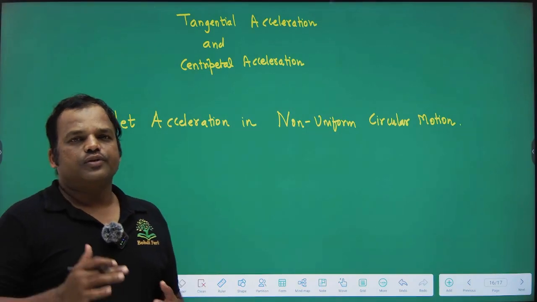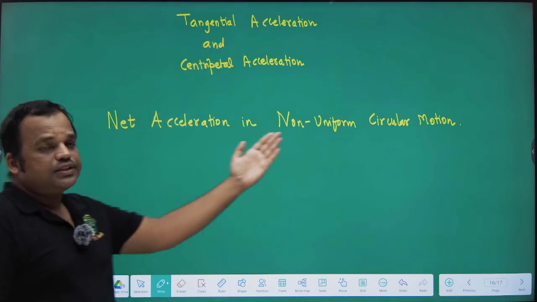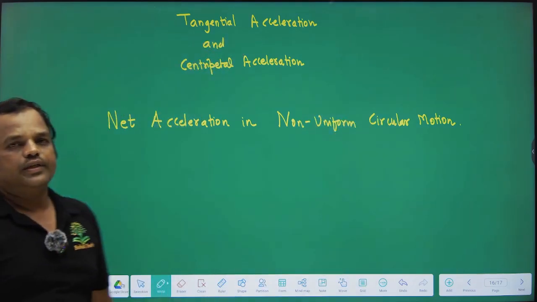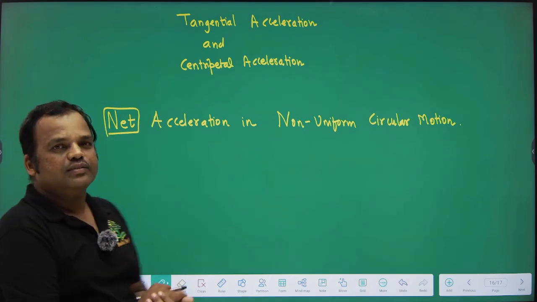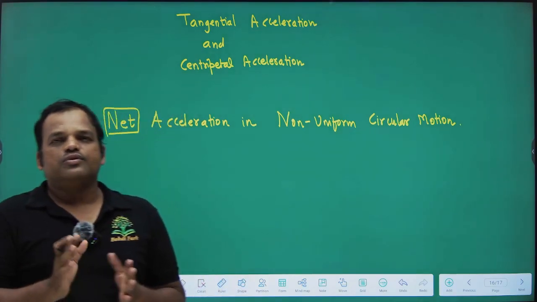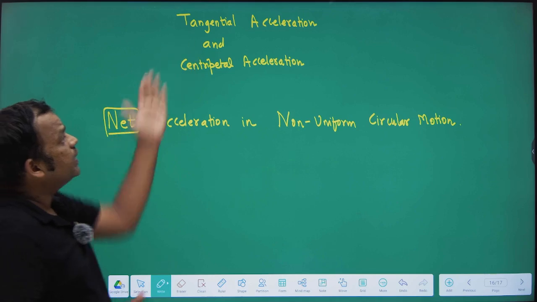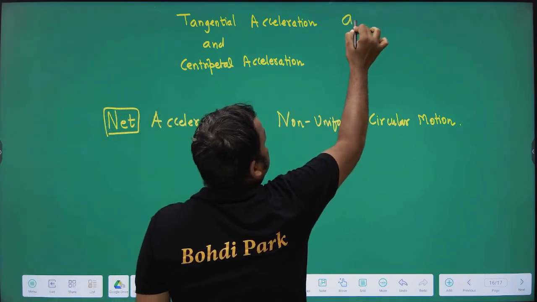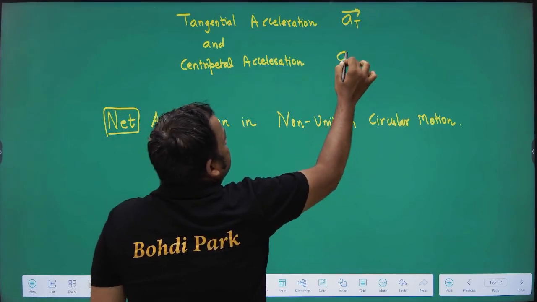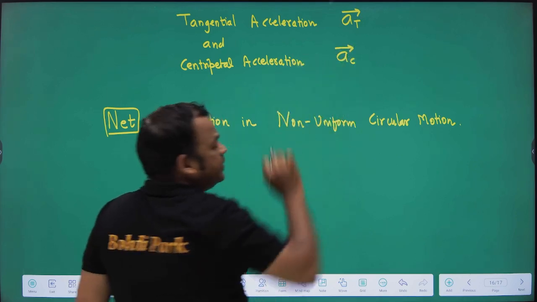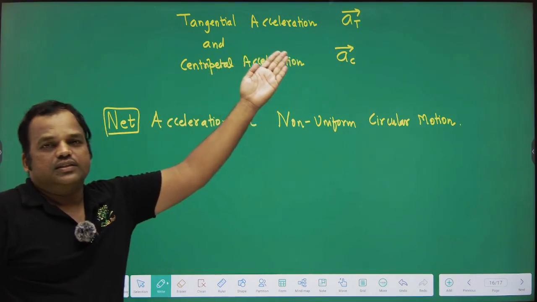Our next topic of discussion is net acceleration in non-uniform circular motion. When we say net acceleration, it means there are two types of acceleration in circular motion. That is known as tangential acceleration, denoted by a_t vector, and centripetal acceleration, denoted by a_c vector. So there are two accelerations in circular motion.